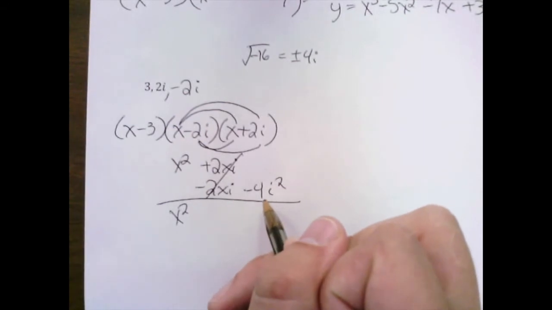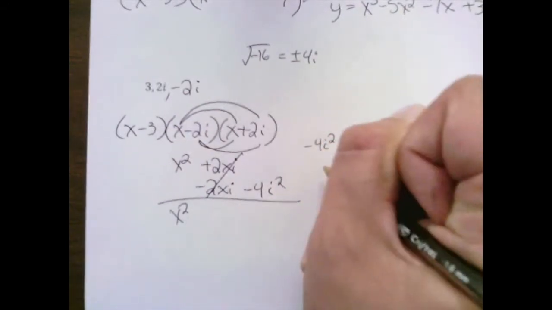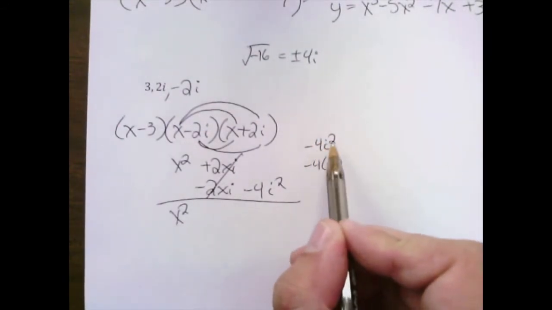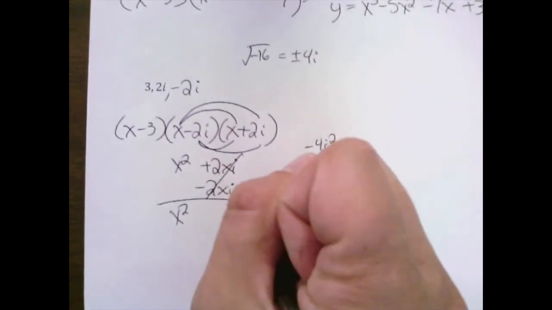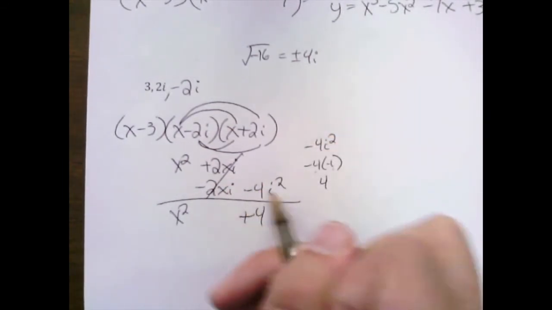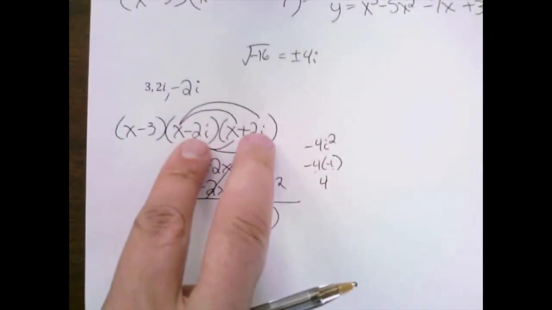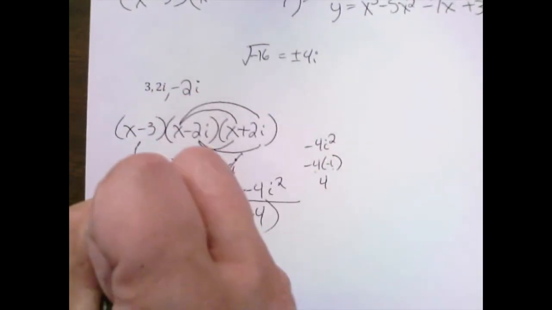Now this one's a little bit tricky, negative 4i squared. Remember, when you have an i squared, that's the same thing as negative 1. So instead of having negative 4 times i squared, you really have negative 4 times negative 1, which is positive 4. So negative 4i squared becomes positive 4. So that's my result of multiplying these back two parentheses together. Still need to multiply by that x minus 3.